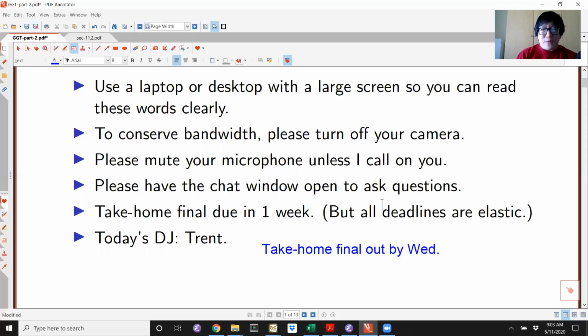Anyway, are there any questions before we start? If people have questions about Galois theory, now would be a good time to ask them, because if I don't say anything else about geometric group theory, it's not the end of the world. Are there any questions about Galois theory, about the take-home final, about assignments, anything like that? Questions?